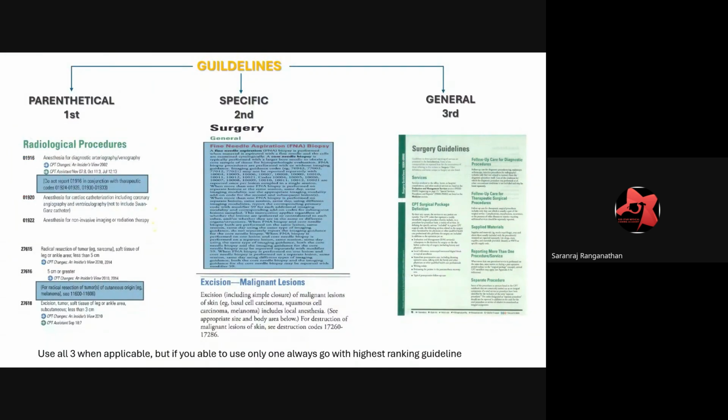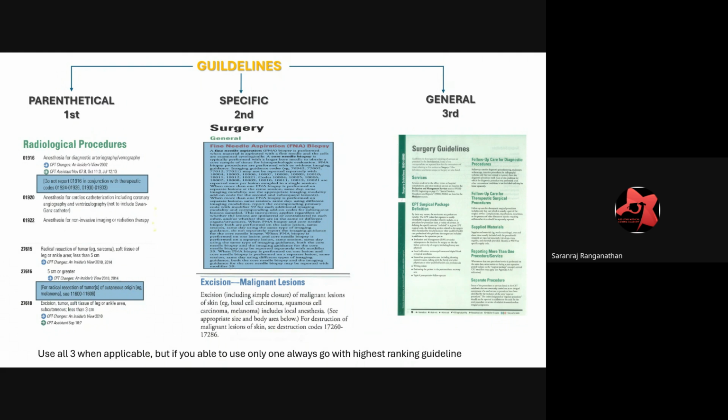Next, guidelines. We have 3 sets of guidelines: parenthetical guidelines, specific guidelines, and general guidelines. Parenthetical guidelines: below the CPT, you may encounter something like do not code combined with, and it will give you some guidance. That is called parenthetical guidelines.